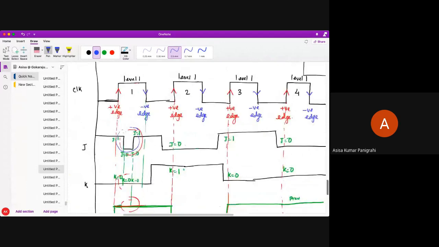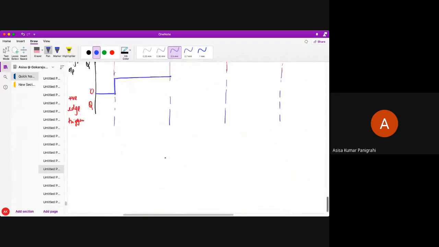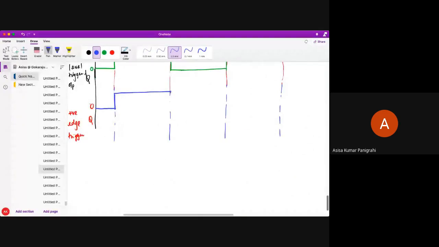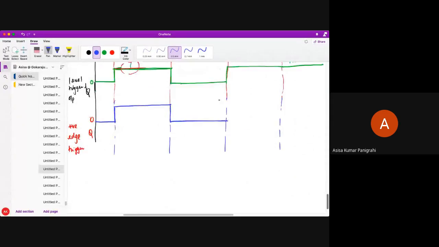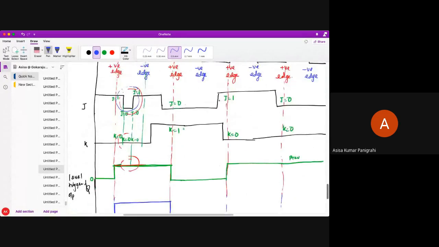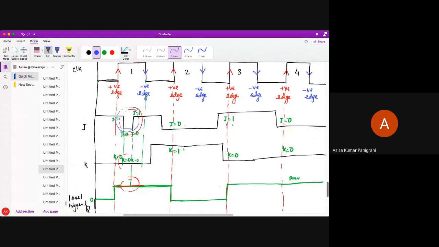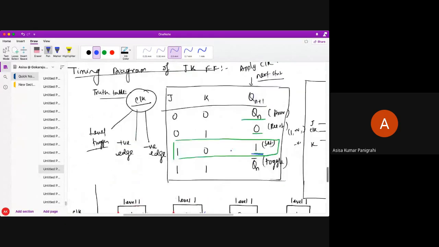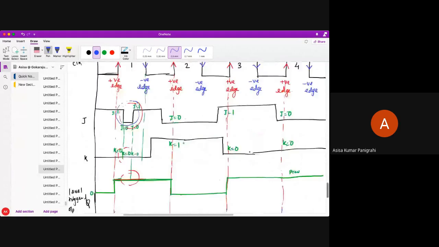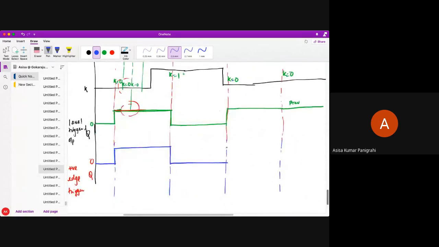Here you can see again J is 0, K is 1. So with J is 0, K is 1, we will get 0, and this will continue up to the next positive edge. At this next positive edge, again it will check: J is 1, K is 0. If J is 1, K is 0, it will just set to 1, and it will continue up to the next positive edge.